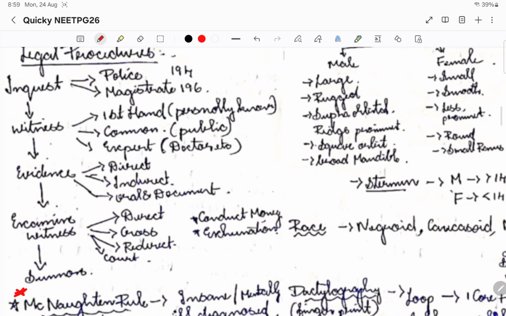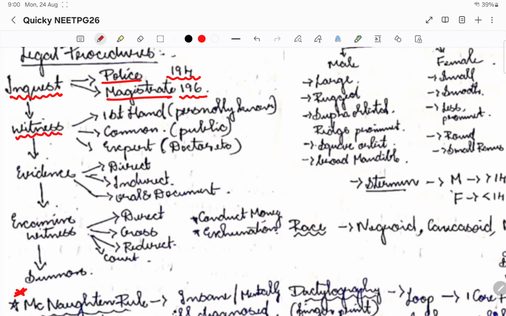The process of legal procedures will be, first there will be an inquest. For example, some murder has happened or some sexual accusation has been made. So what the legal procedure will be with respect to this criminal case, where the medical team also has to be involved. So first there will be inquest, that is police inquest and magistrate inquest. Police inquest will be 193 BNS, whereas magistrate will be 196. Please remember this.